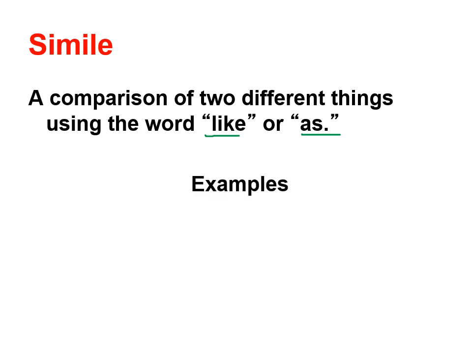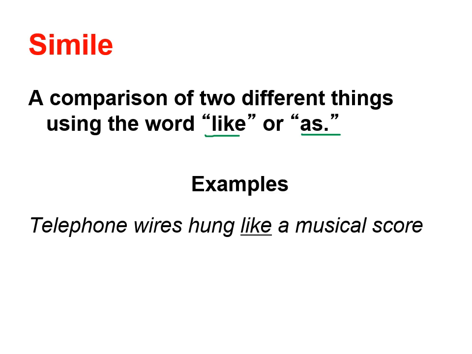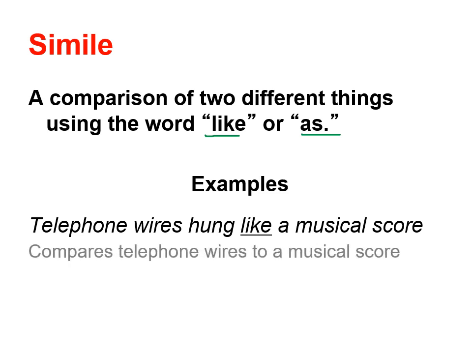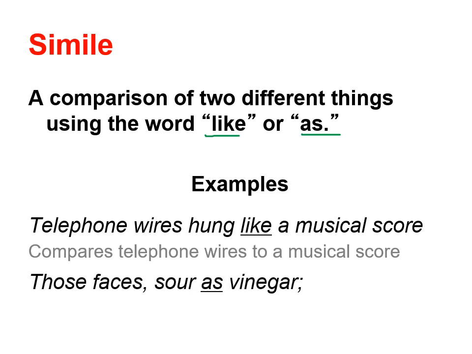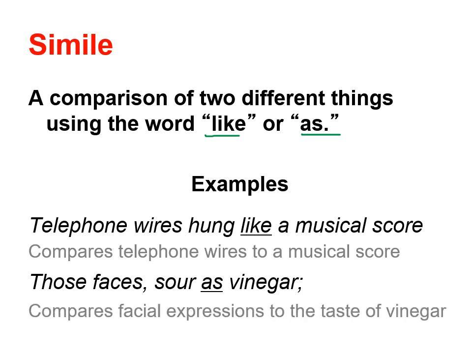Here are some examples. Telephone wires hung like a musical score. And I underline like, and the telephone wire is being compared to a musical score. Those faces sour as vinegar. What two items are being compared? You're right, it's the facial expression being compared to the taste of vinegar, right? Could you imagine tasting something similar and your face puckers up? That's why figurative language is used to describe the facial expression.